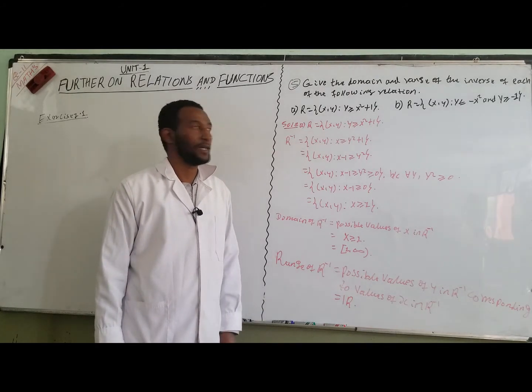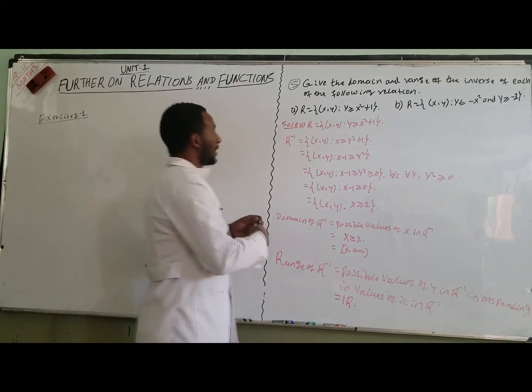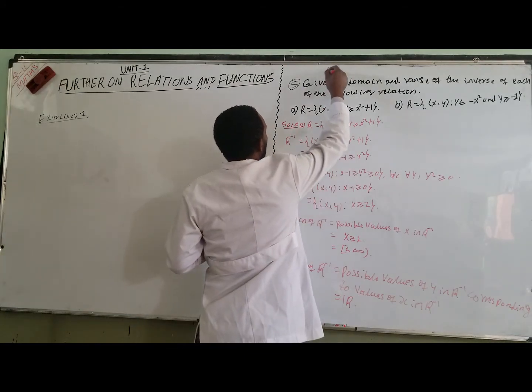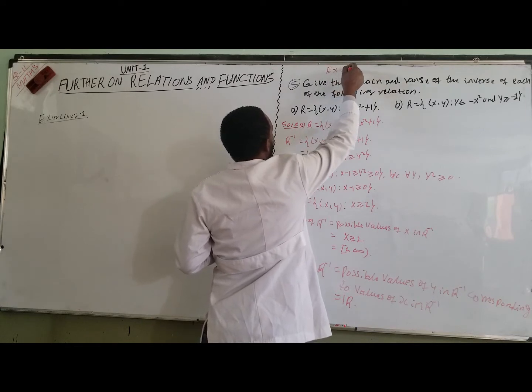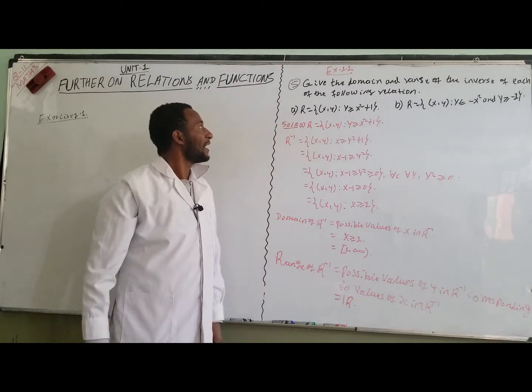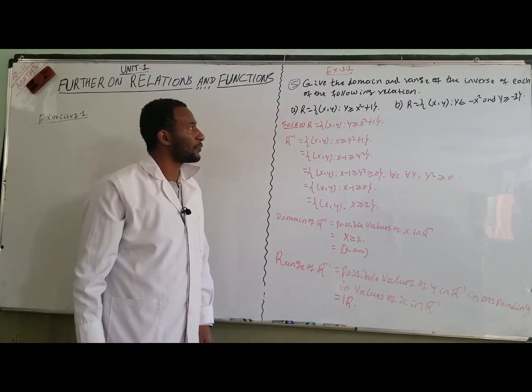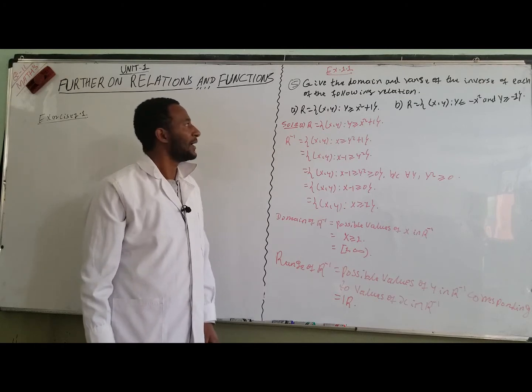This is exercise 1.1, question number 5. Question number 5 is: give the domain and the range of the inverse of each of the following relations.